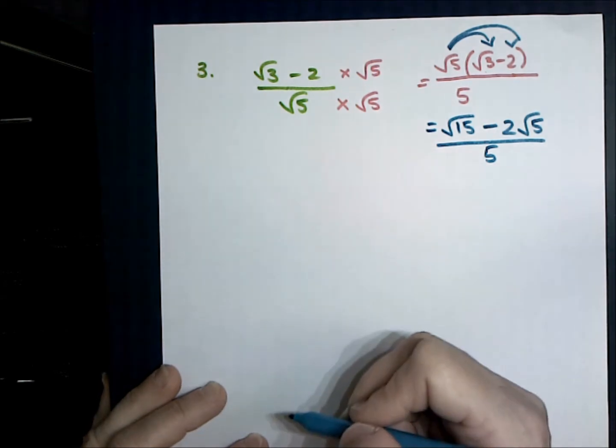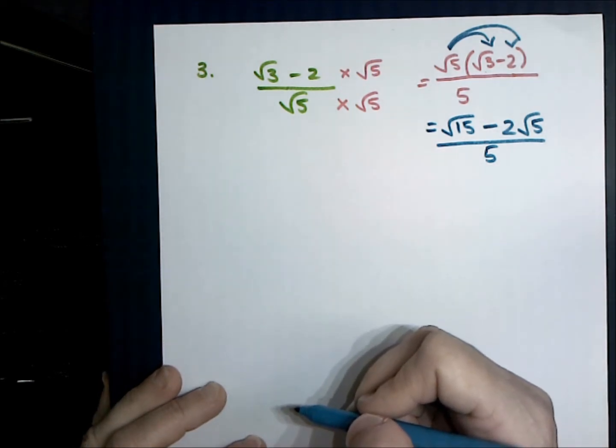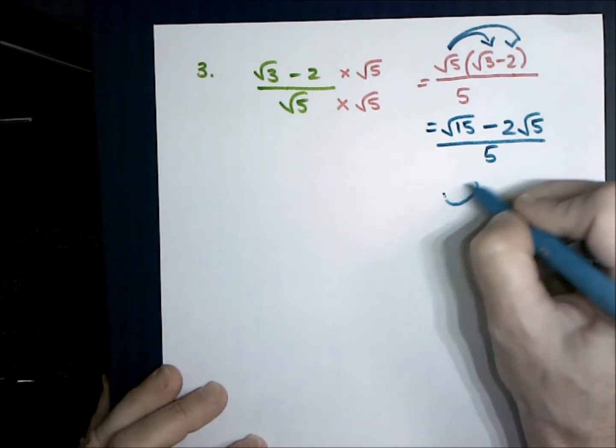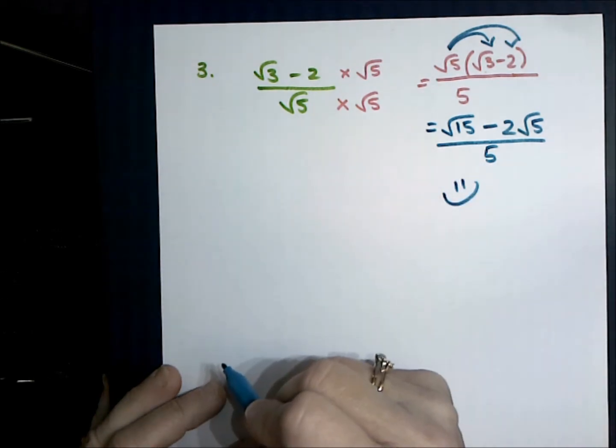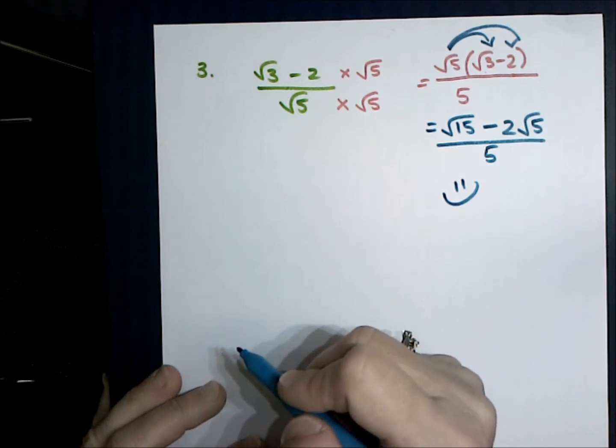We look again and say, can we simplify any of those surds? No, we can't, so that's done. The bottom number, the denominator, is a whole number. It's been rationalised, and that's rationalising the denominator.